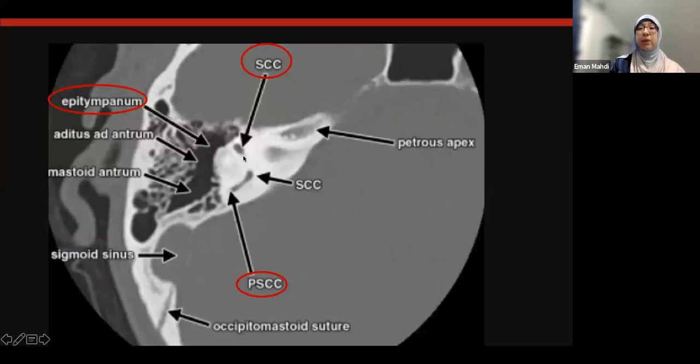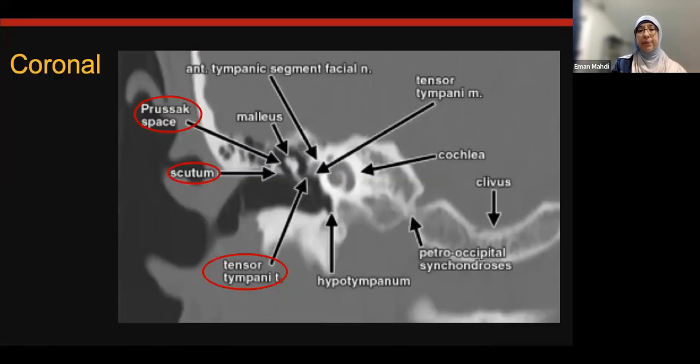As we continue, we get to the superior semicircular canal, and then the other view for the posterior semicircular canal. You can see here the epitympanum, which is basically the one that's more connected to the mastoid antrum, or the aditus ad antrum. So that concludes the axial cuts. Now let's talk about the coronal cuts that we will see.